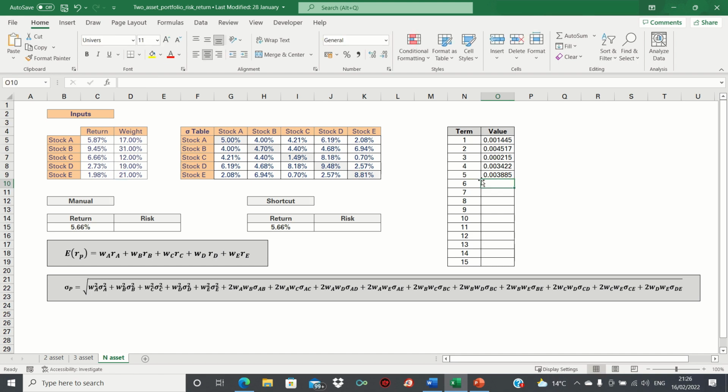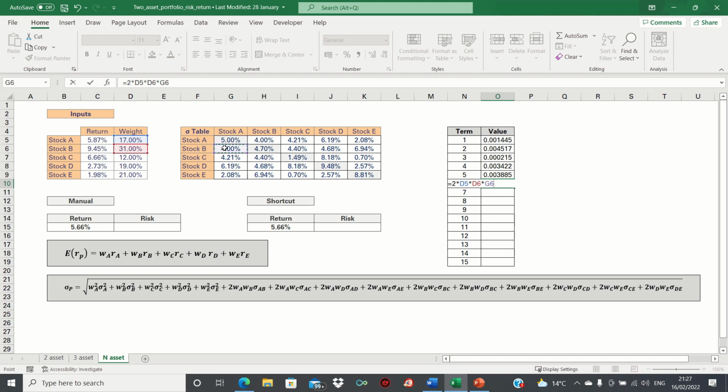The last 10 terms require us to take 2 and multiply this by the weight of one asset, followed by the weight of the other asset, and then multiply this by the covariance of both assets. We have to do this for all assets until we've included all combinations of variances. So for term number 6, this is 2 times 17%, which is the weight of A, multiplied by 31%, which is the weight of B, and then finally we multiply this by the covariance of A and B, which is 4% as per our matrix.